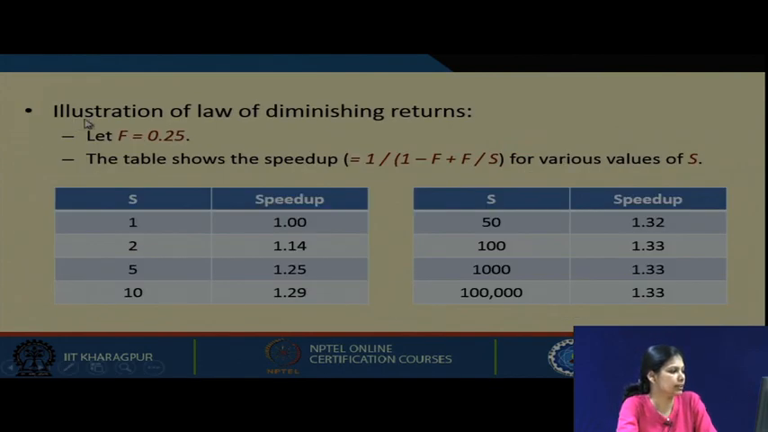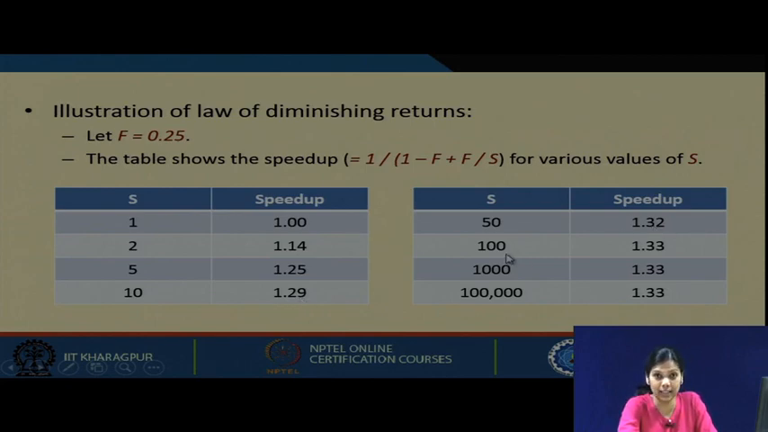So let us illustrate this law of diminishing return for f equals 0.25 by changing the value of s. Speed up is 1 divided by 1 minus f plus f by s, and for various values of s we have computed it. When s is 1, we are getting a total speed up of 1.00. When it is 2, we get 1.14. When it is 5, it is 1.25. When it is 10, it is 1.29. So the difference, if you see, is basically reducing. This difference was more, this is less, this is less, and this is even less.